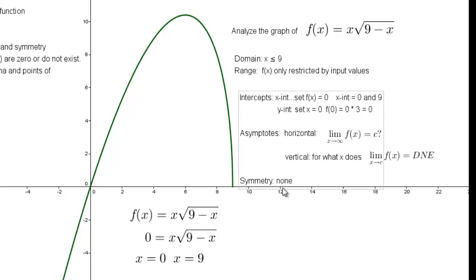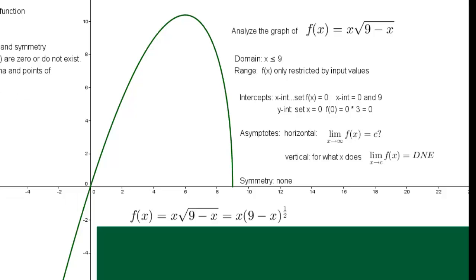Additionally, there's not going to be any symmetry here as well. You would look to see whether the function was some sort of an odd or even function for symmetry, and that's not the case here. So let's look at the first derivative now.